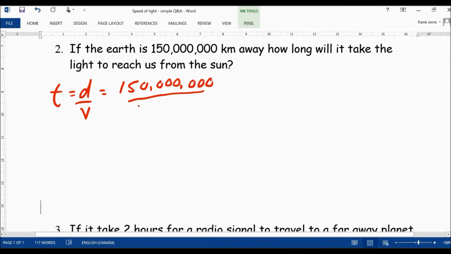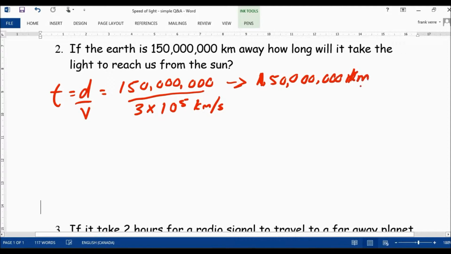But now, we could use a different unit, which is 3 times 10 to the 5 kilometers per second. Okay, so what is that? That's the same thing as saying 150 million kilometers over 300,000 kilometers per second. Okay, and that gives you an answer of 500 seconds, which is over 8 minutes. So it takes light over 8 minutes to get to us.